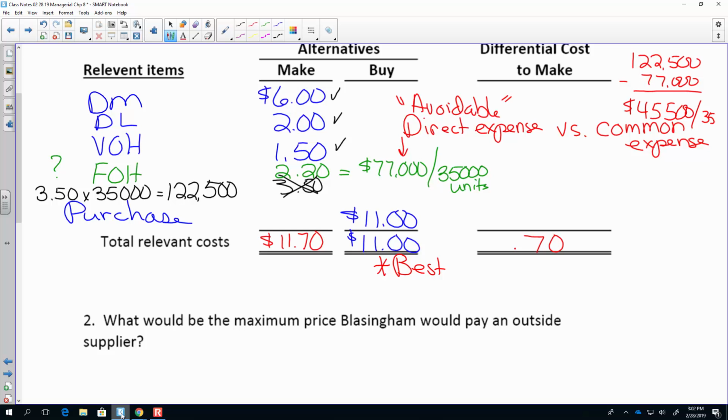Carla. So we didn't need the 30.5 times the 35,000 at all? No, not at all. So the common stays. Whether I make it or buy it, the common cost or expense stays. So that's why it's not part of our decision here at all. Whether I make it or buy it, the 45.5 I'm going to have to spend. So it's not relevant. And the total's not included.